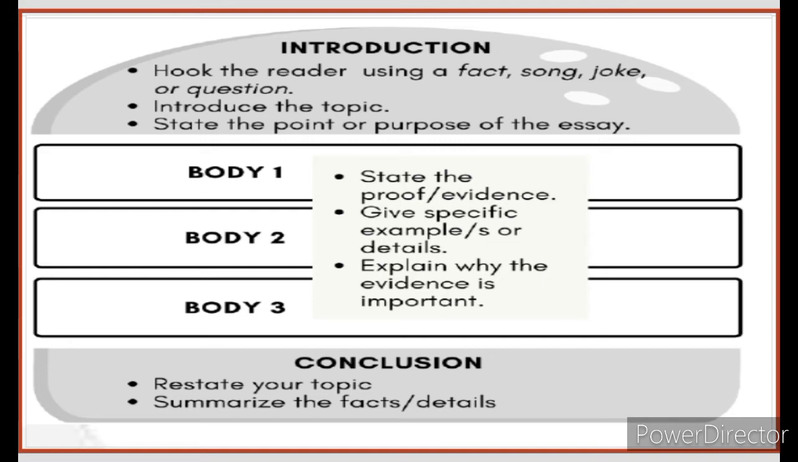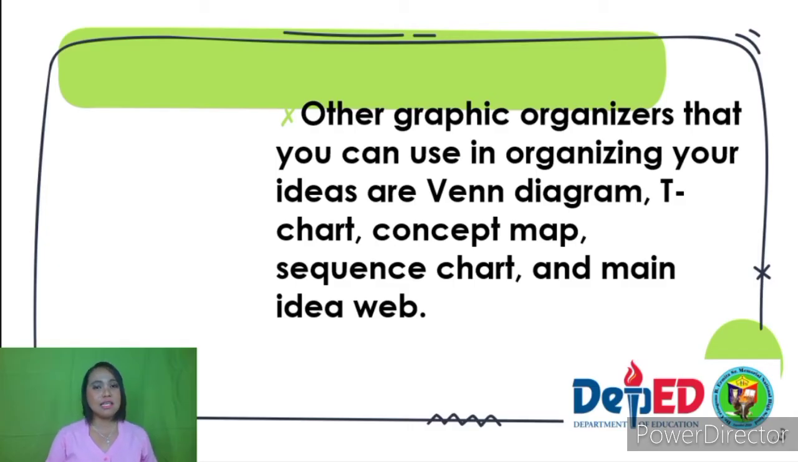In the body parts, it is where you state the proof or evidence, give specific examples or details, and explain why the evidence is important. And in the conclusion part, you are going to write the restatement of your topic following the summary of the facts or details. Other graphic organizers that you can use in organizing your ideas are Venn diagram, T-chart, concept map, sequence chart, and main idea web.